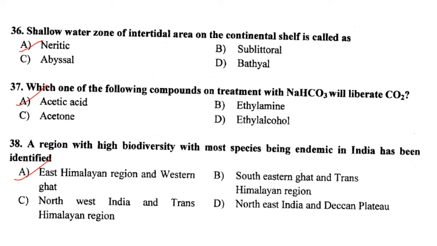Answer is option A. A region of high biodiversity with most species being endemic in India has been identified. So it is identified in Eastern Himalayan region and Western Ghats. So answer is option A.